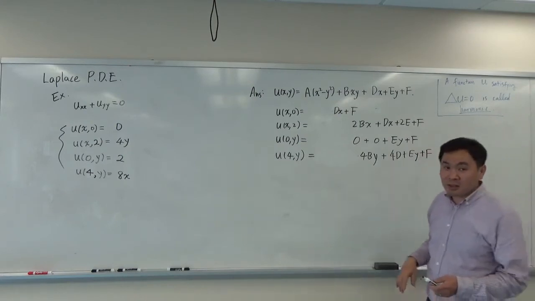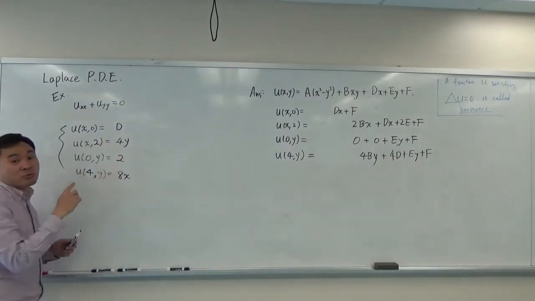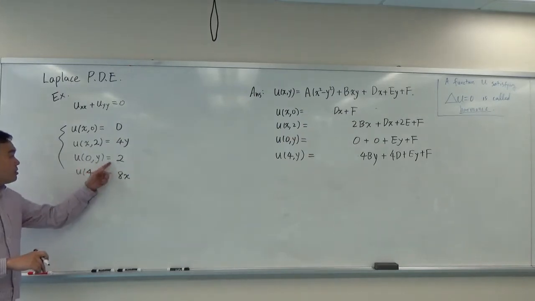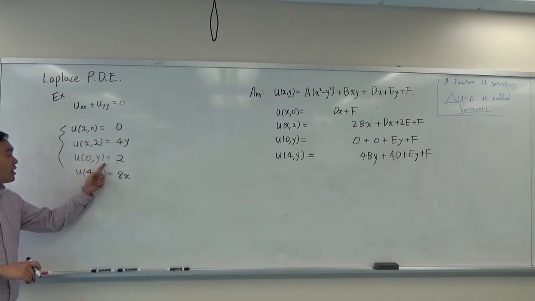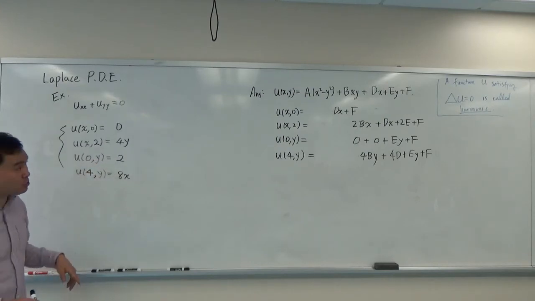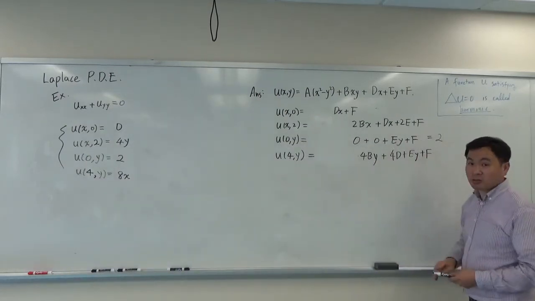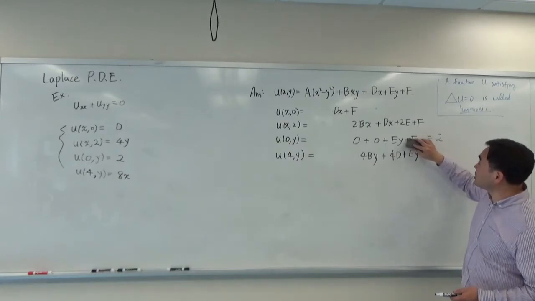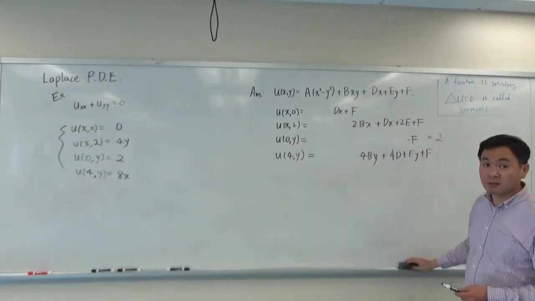But see, in differential equations, the equality is equality between functions. So here, it's not for some value of y that this is equal to 2. This has to be true for all values of y where y is between 0 and 2. So these two have to be equal as functions. So for this to equal 2 as a function, you can't have a y, so e must be 0. You understand what I'm saying?